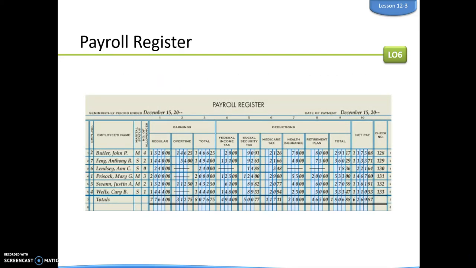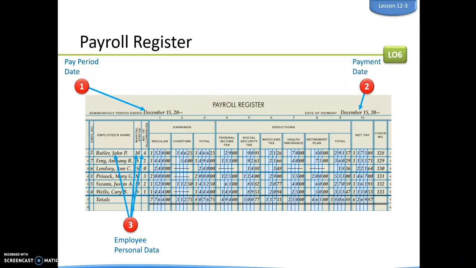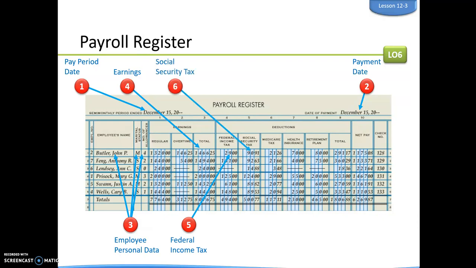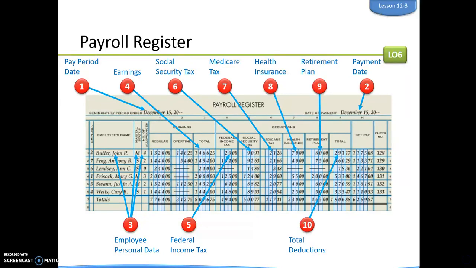This shows a payroll register. Put the pay period date, payment date, which doesn't necessarily mean it's the same date as the pay period date, employee personal data, earnings, federal income tax, Social Security tax, Medicare tax, health insurance, retirement plan, total deductions, net pay.